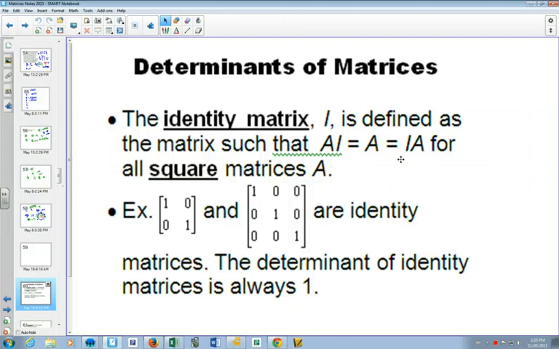So we've got a new definition. We're going to find out today what is a determinant of a matrix. We've already learned what an identity matrix is.